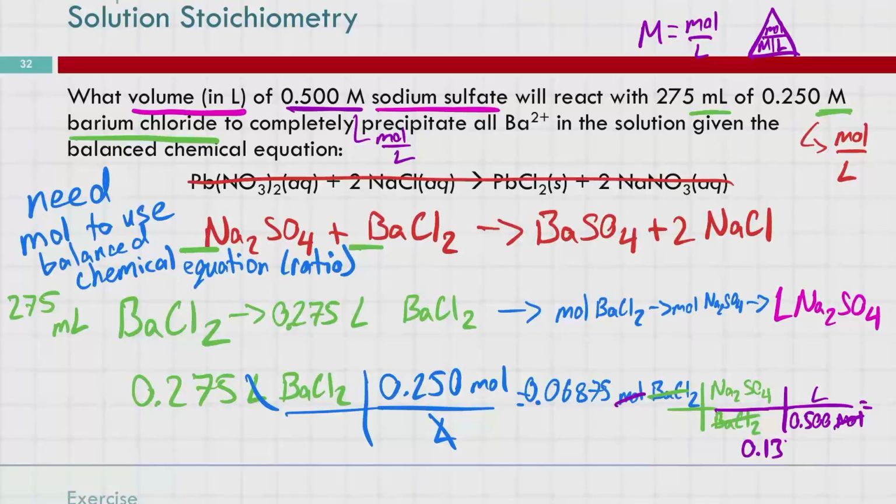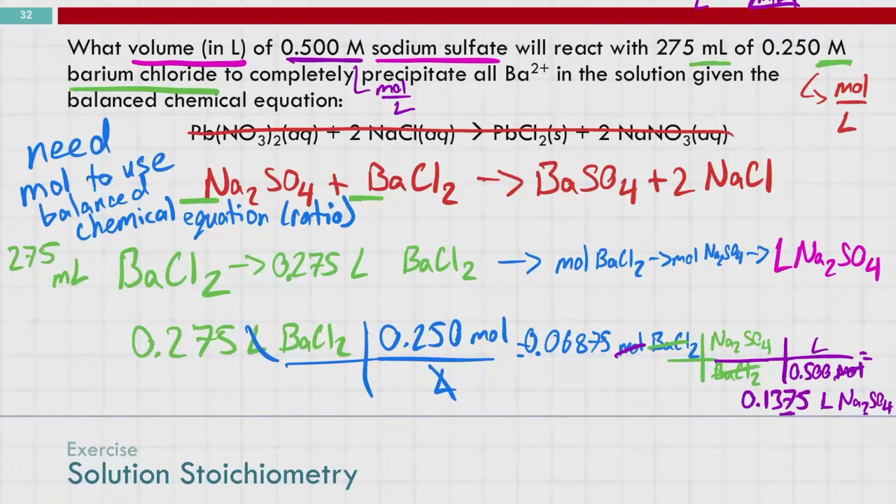0.1375. We would round that for 3 sig figs, liters, sodium sulfate. Questions about any of the individual or particular steps?